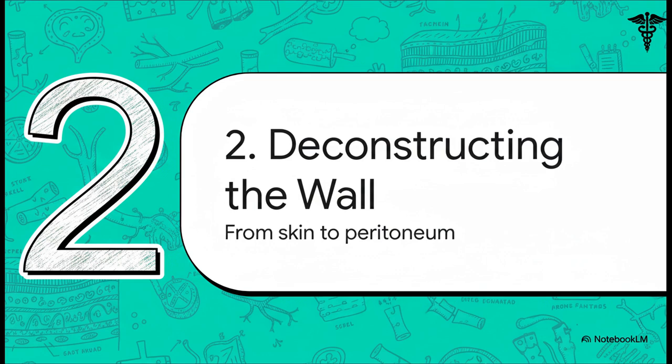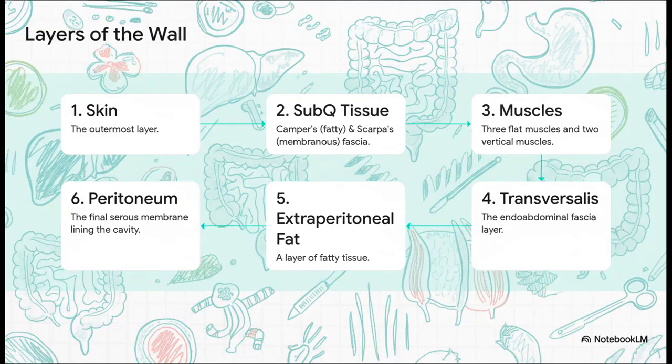All right, section 2. Now that we've got the surface mapped out, it's time to go deeper. We're going to start peeling back the layers of this wall, one by one, starting from the skin and going all the way down to the peritoneum. And this isn't just a thought experiment. This is the literal path a surgeon's scalpel takes. You cut through skin, get through that subcutaneous tissue, separate 3 layers of muscle, and then very carefully dissect through some special fascia before you hit that final delicate lining, the parietal peritoneum.